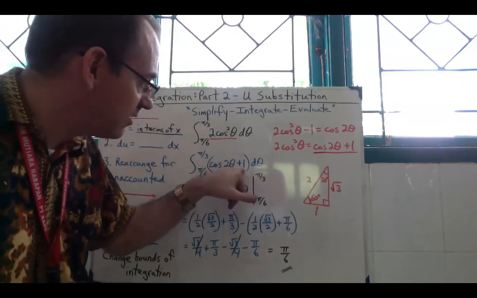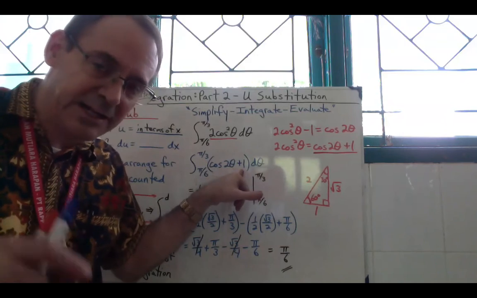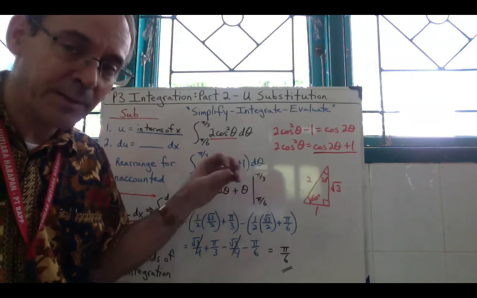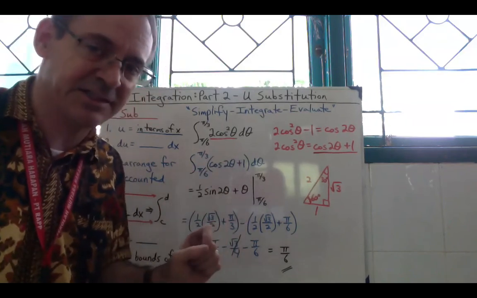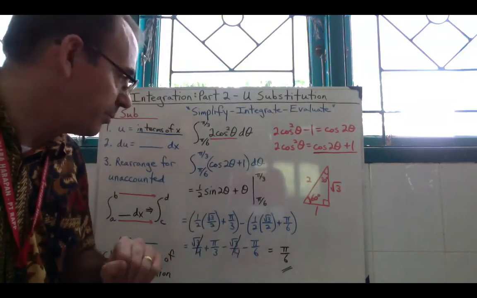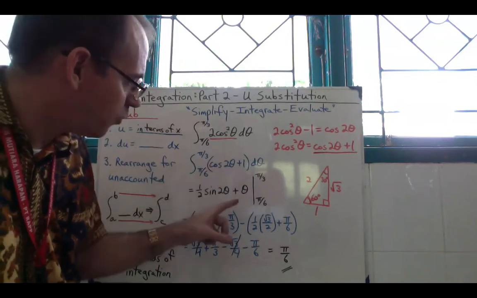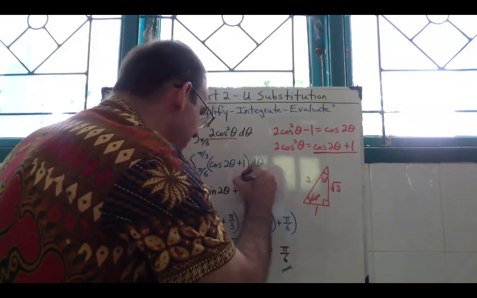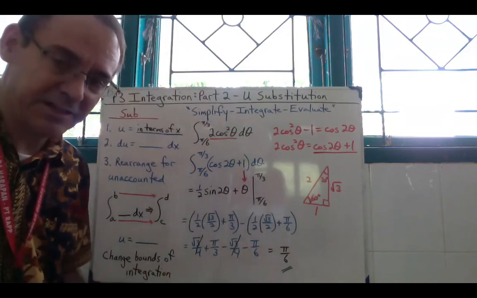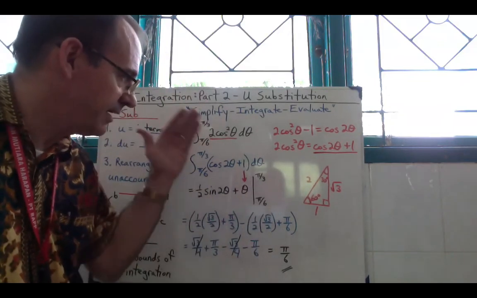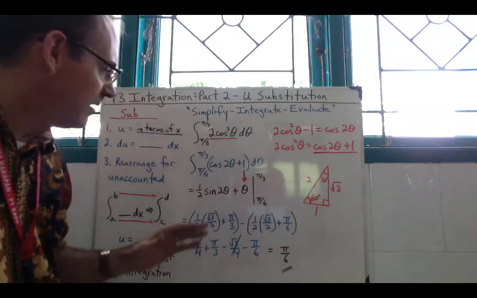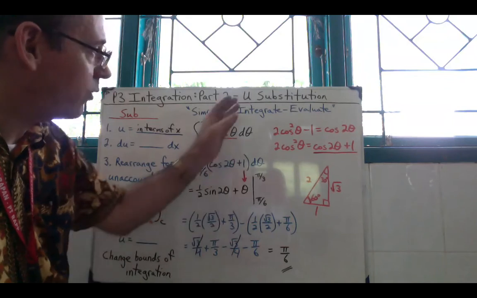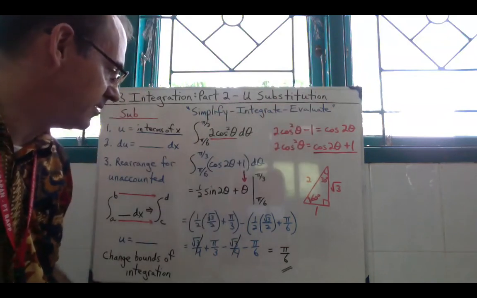Then on this one, don't forget you are integrating, not deriving. When you derive a constant, it becomes 0. But when you're integrating a constant, it becomes your variable. So the integral of 1 is theta. A lot of students forget that. They think they're deriving and they just cancel it out. So don't forget that becomes a theta. And now we're into the evaluate part.